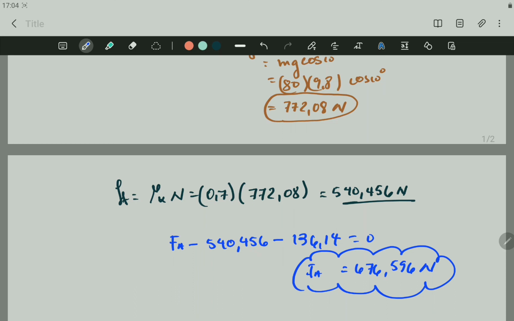So that is the answer. That is what the question is asking for. I hope it is understood. It's not that difficult. Next time we'll do another example regarding application of Newton's law.